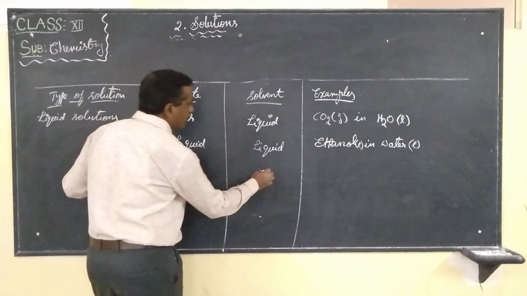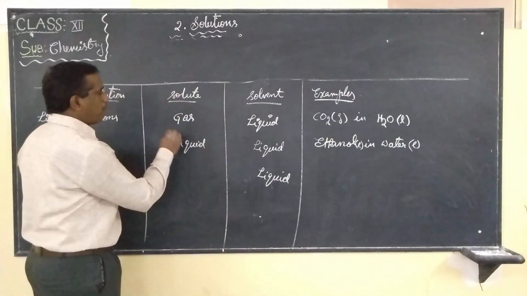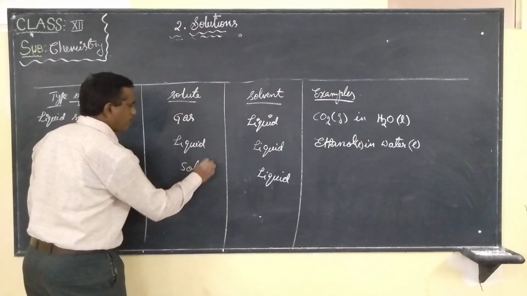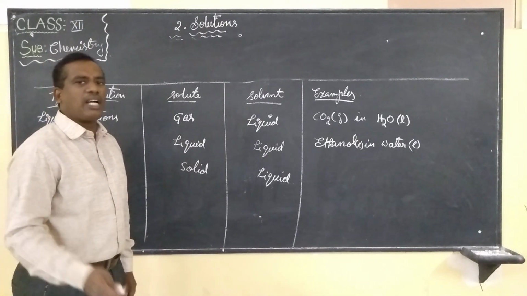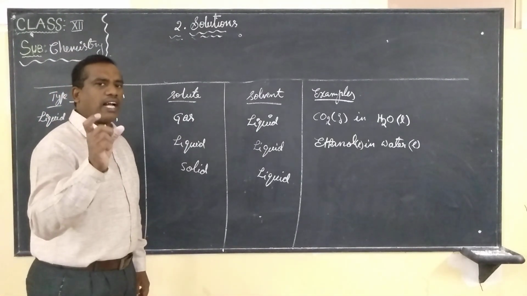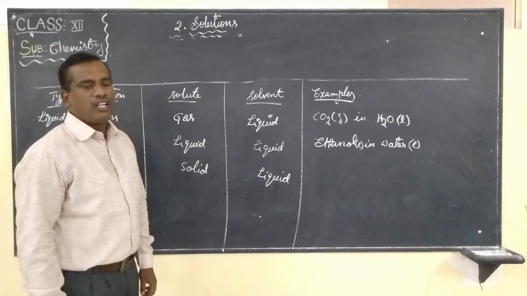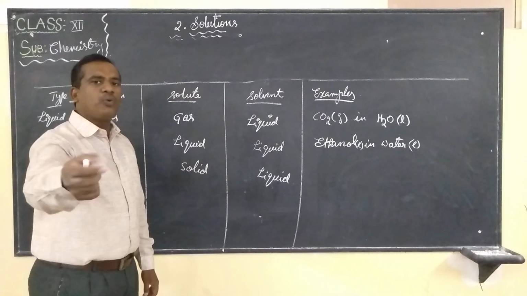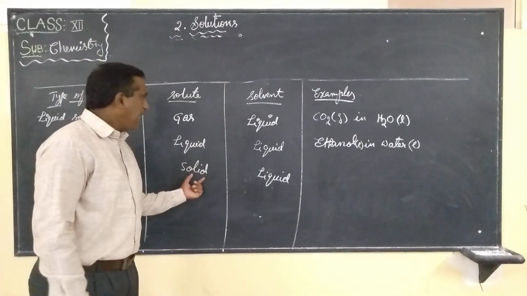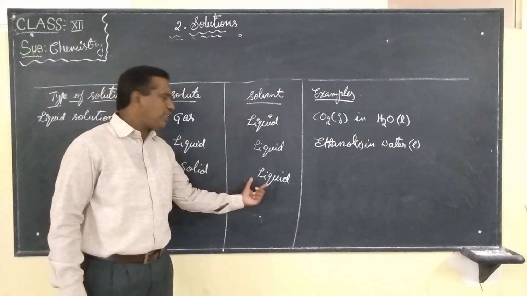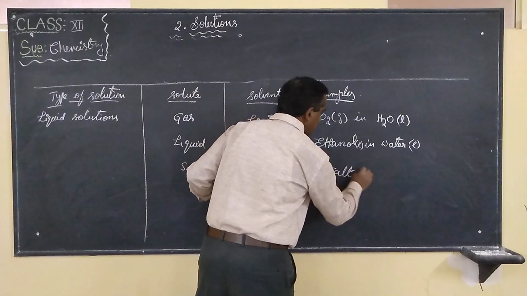Now let us see. The solvent is liquid, but the solute is a solid. Anything we can take. For example, you take one glass of water. In that you add one spoon of salt. Which is the least quantity? One spoon of salt is the least quantity. So we call it the solute, and the major quantity of the solution is the liquid. So we can say salt in water.